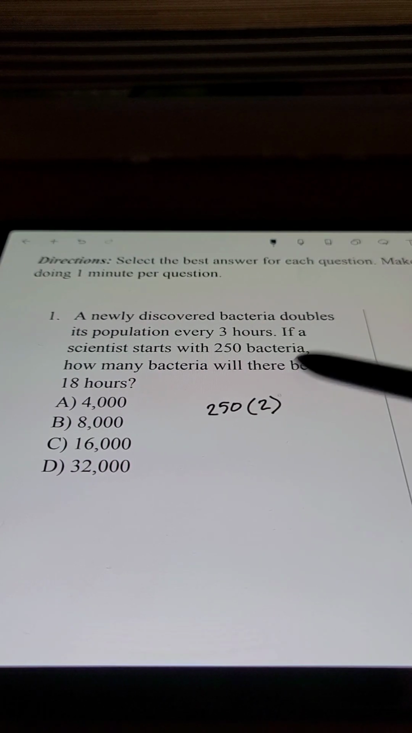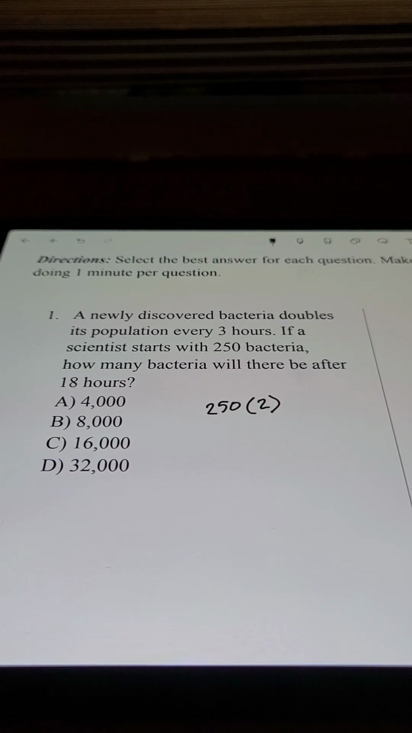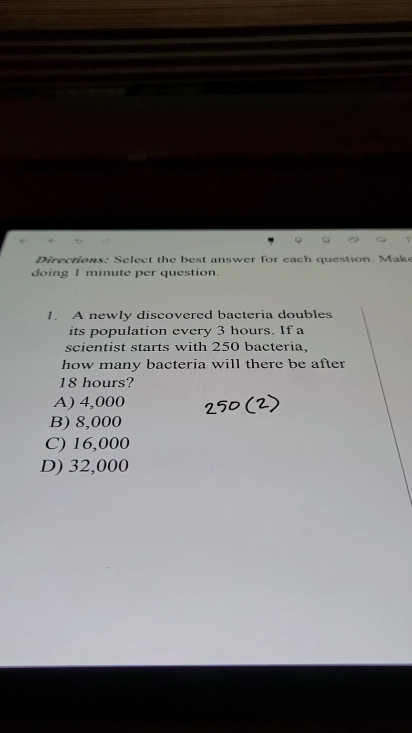And then the exponent is going to be, okay, how many times are you going to have to multiply by 2 in this scenario? Well, it says that it doubles every 3 hours, and we want to know how many bacteria there will be after 18 hours. So it's not going to be 18 as our exponent. We have to divide 18 into groups of 3, because it's only going to be every 3 hours that we need to double over the course of those 18 hours. So 18 divided by 3 is 6. So our exponent here should be 6. And when you do that, you get C, 16,000.